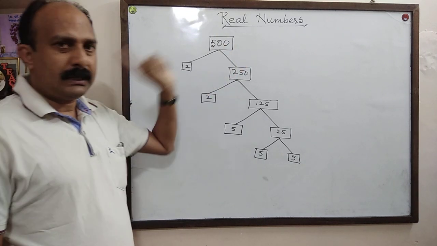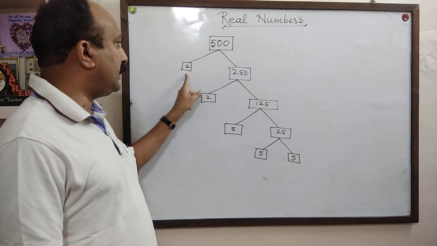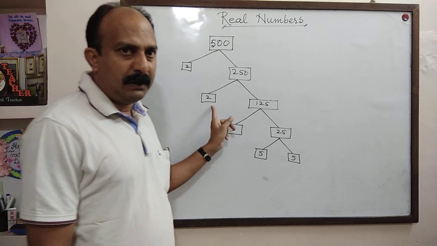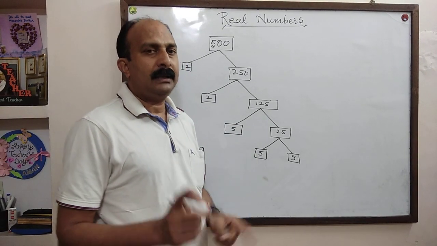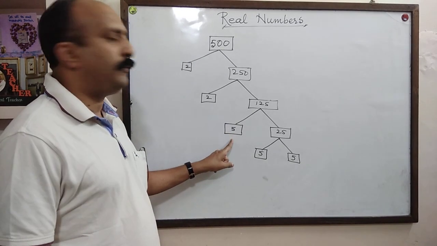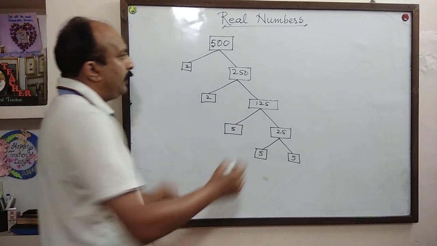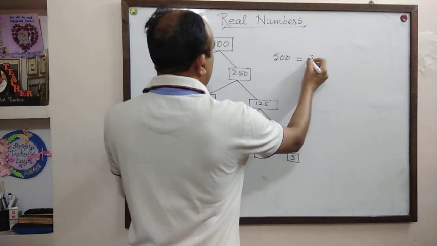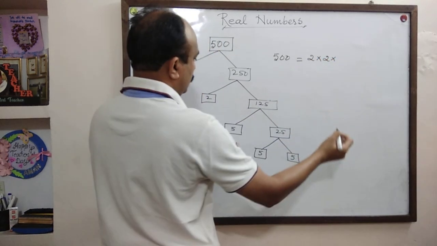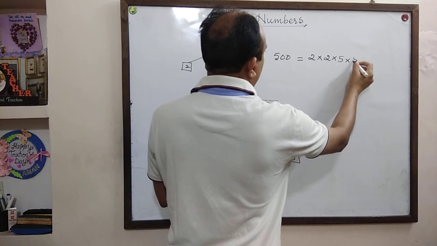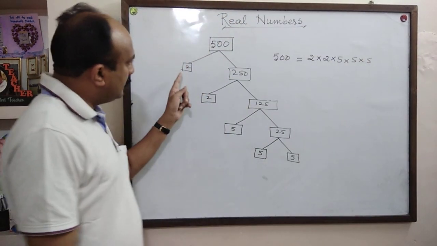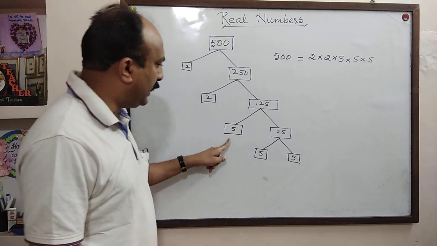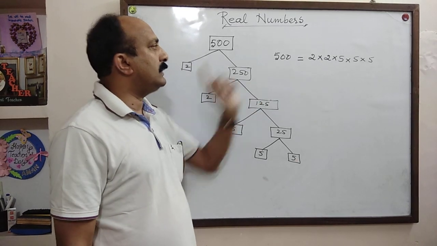500 is a composite number. It can be divided by the first prime number 2, this is the answer, then the next prime number. If it is not divisible by 2, then we will try by 3. If not by 3, then we will try by 5. So we can say 500 can be written as 2 into 2 into 5 into 5 into 5. These are the prime factors. So 2 into 2 into 5 into 5 into 5 are the factors of 500.